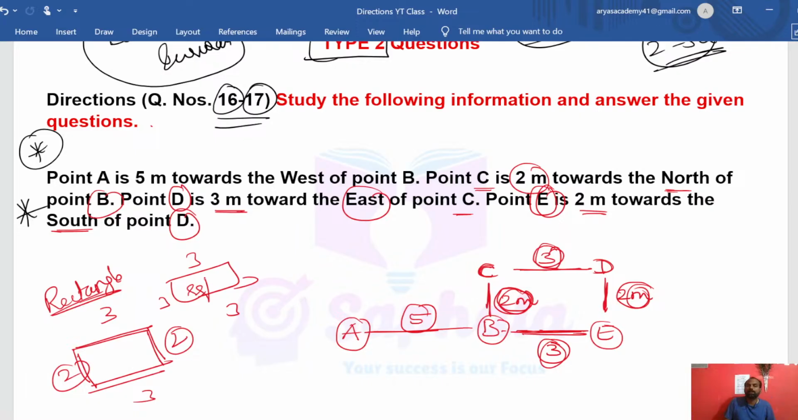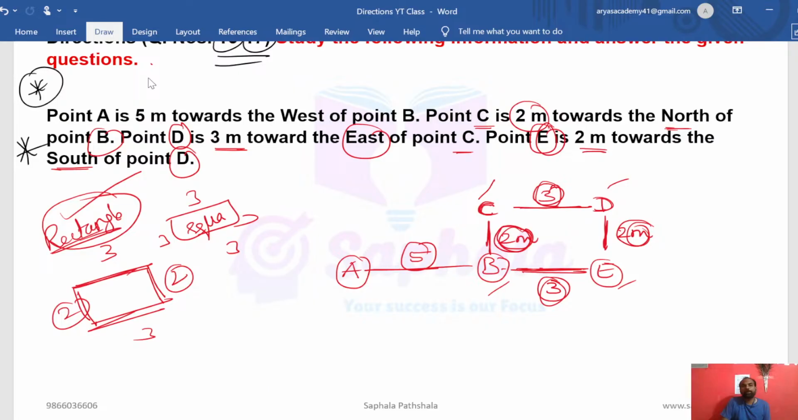But when opposite sides are equal, we call it a rectangle. So here point C, point D, point B and point E together formed a rectangle. Okay, now this is the diagram. We got the diagram already, right? Now what we have to do? We have to answer the questions. The questions will be given here.